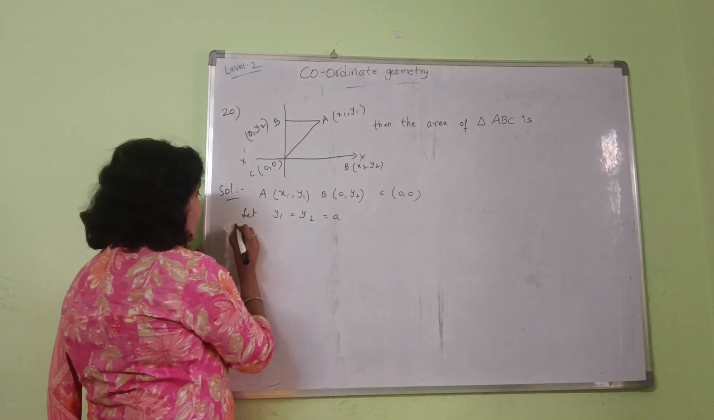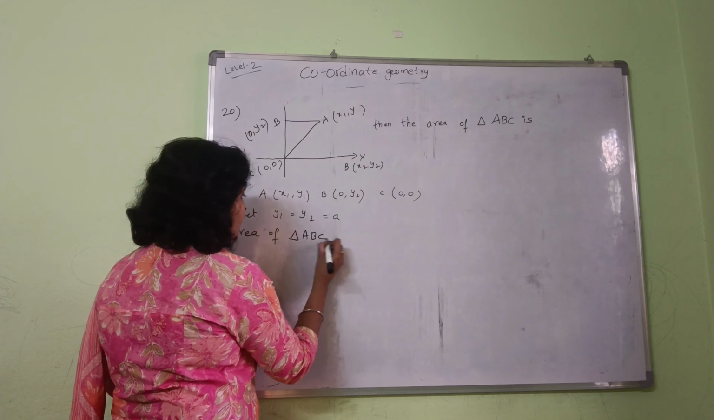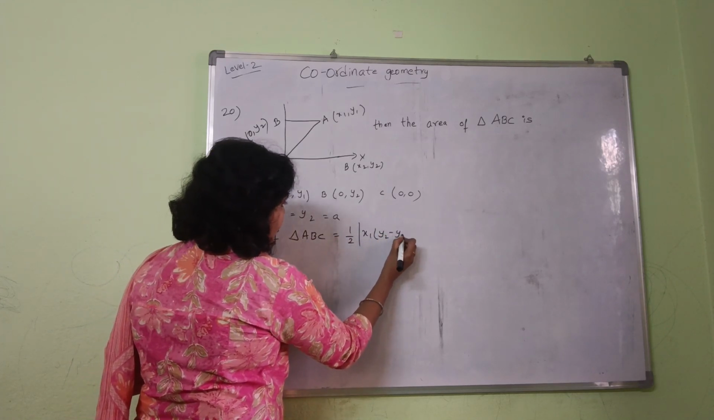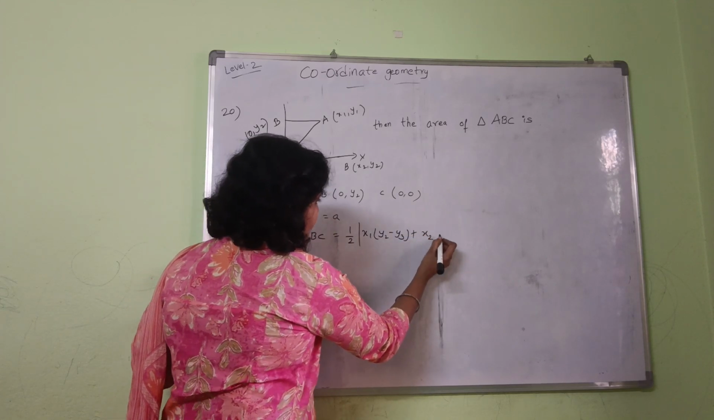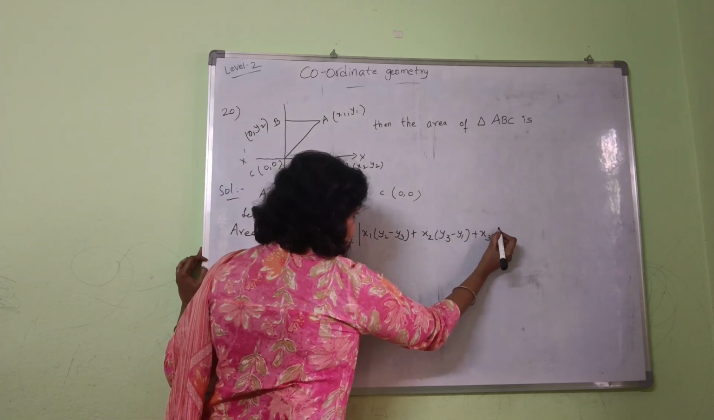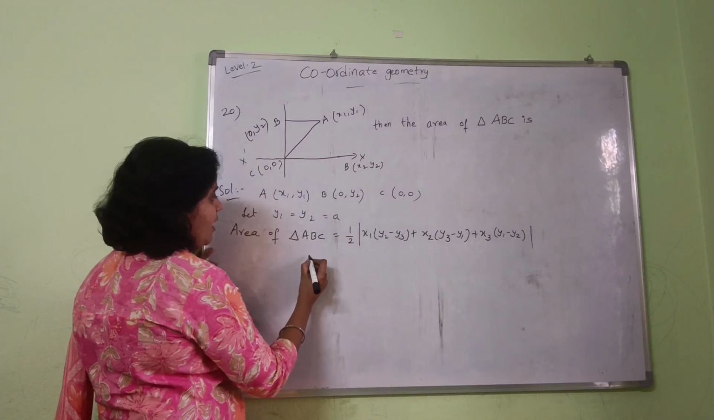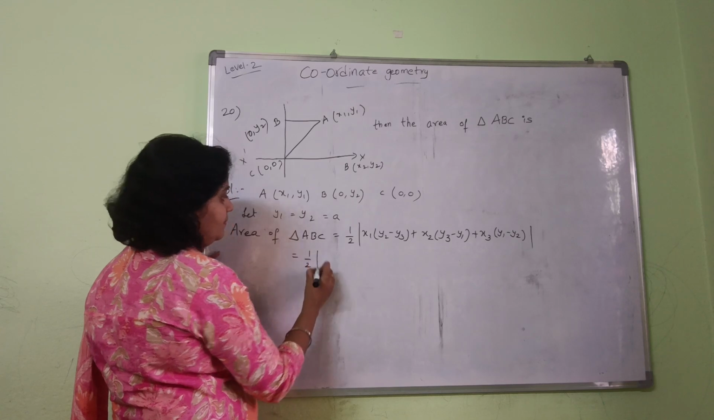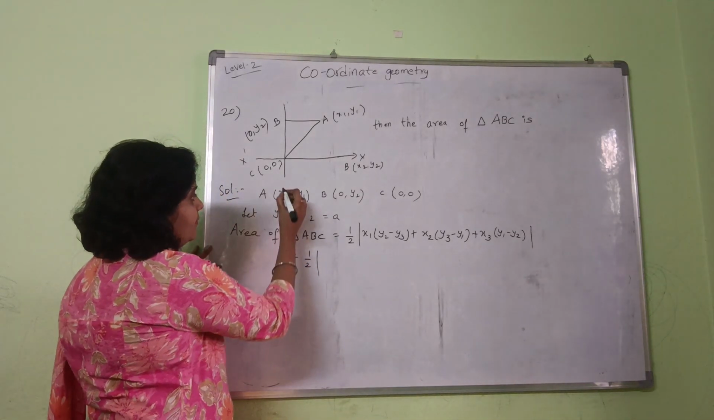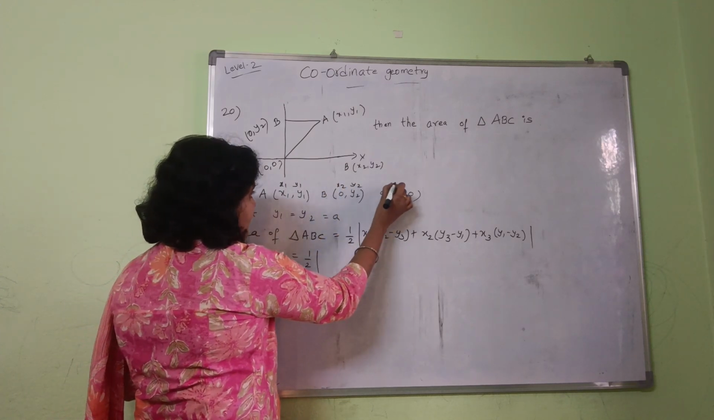Now what is the area of triangle ABC? Area of triangle ABC is 1 by 2 mod of x1 into (y2 minus y3) plus x2 into (y3 minus y1) plus x3 into (y1 minus y2). Okay, what is the value of x1? Here, let us assume the points as x1 y1, x2 y2, x3 y3.